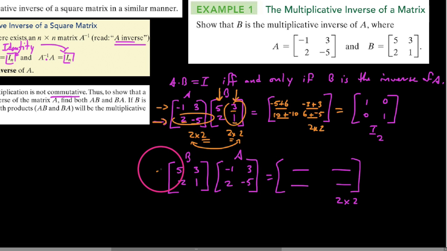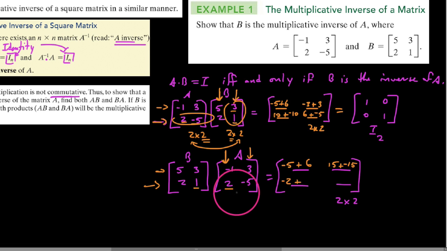If we do first row, first column here, we would get 5 times negative 1, which is a negative 5, plus now move over, move down, 3 times 2 is 6. Now doing our first row, second column here, we would say 5 times 3 is 15, plus, now move over, move down, 3 times negative 5 is negative 15. So that's going to give us a 0 there. Second row, first column, we'd say 2 times negative 1 is negative 2, plus now move over, move down, 1 times 2, which is 2. And then over here, second row, second column, we could say 2 times 3 is 6, plus 1 times negative 5 is negative 5.